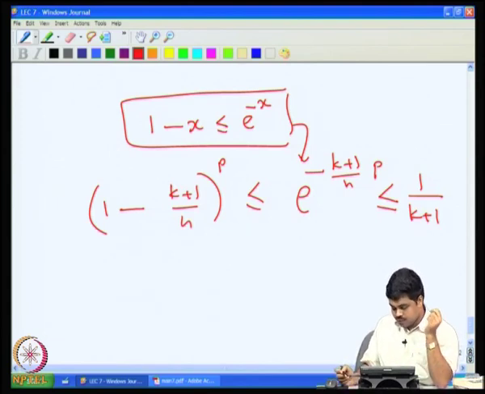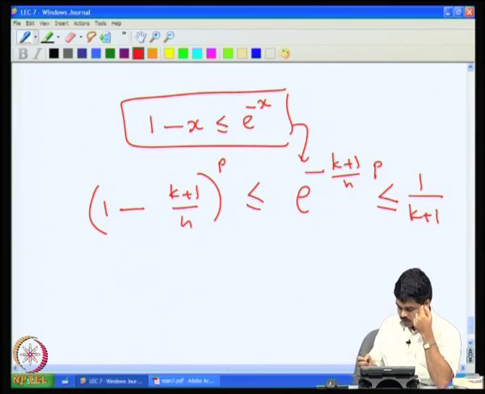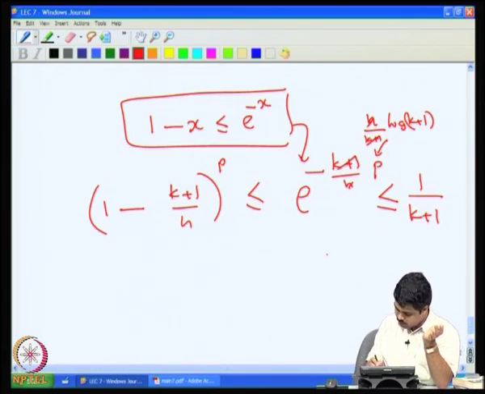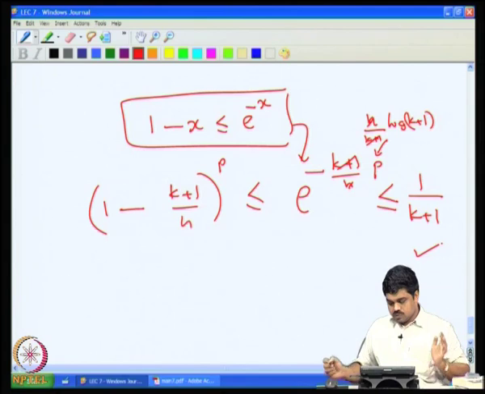So then we see that we can add the rest of the things as such. So what will the value of p be? Think of substituting p with n by (k plus 1) into log (k plus 1). What will happen? This n will cancel this, and this k plus 1 will cancel this, and e to the minus log (k plus 1) will become 1 by (k plus 1). So this will be true.